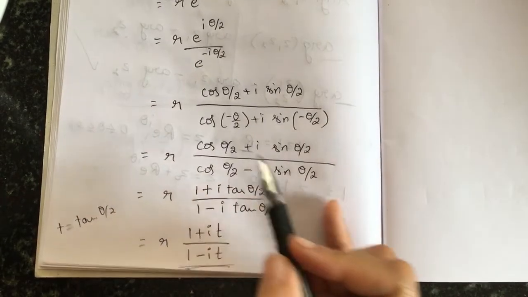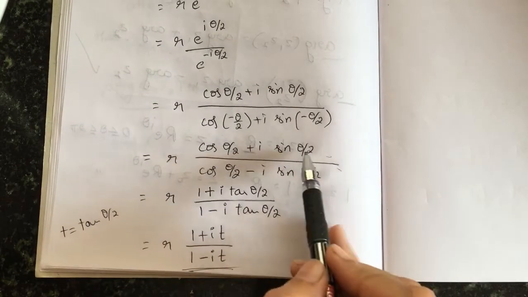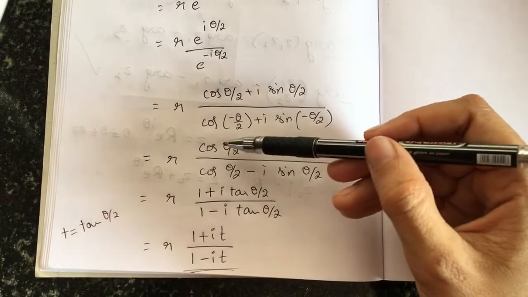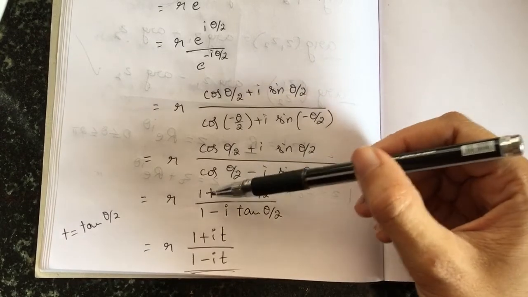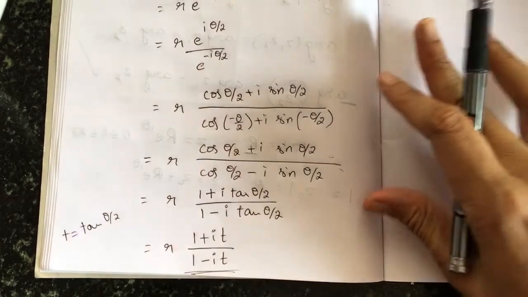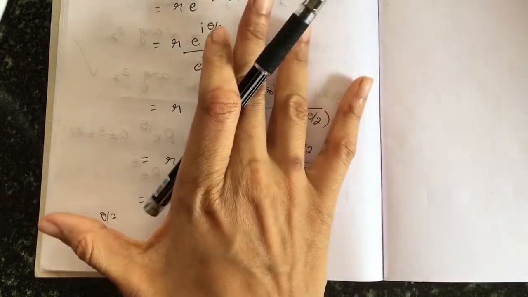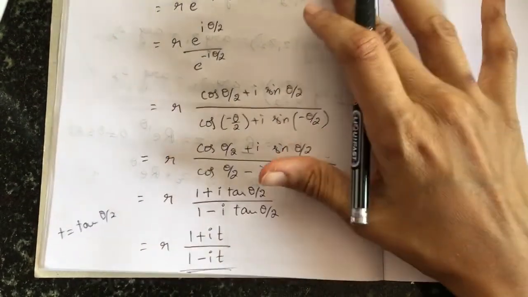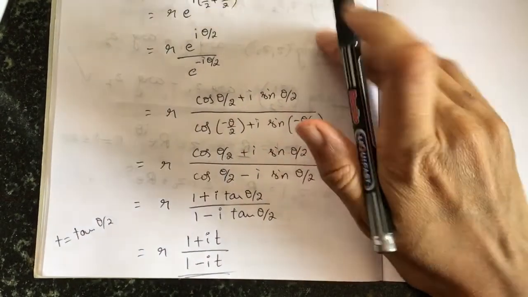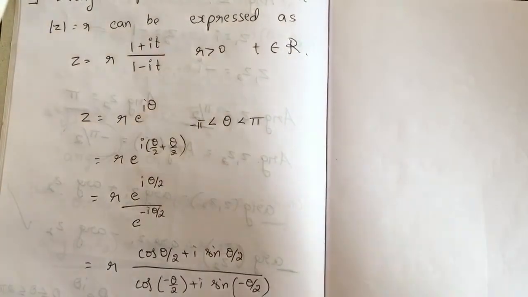I hope it is clear. I'm dividing this whole by cos theta by 2. Both numerator and denominator are divided by cos theta by 2, so that cos theta by 2 by cos theta by 2 becomes 1, and sin theta by 2 by cos theta by 2 is tan theta by 2. Okay, so this is about argument of z, and when z represents a circle, then it can be expressed in this form: r into 1 plus it divided by 1 minus it.